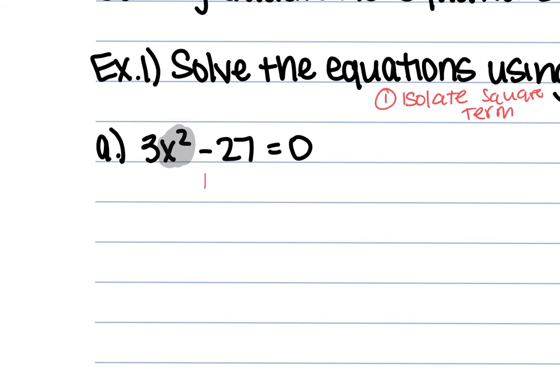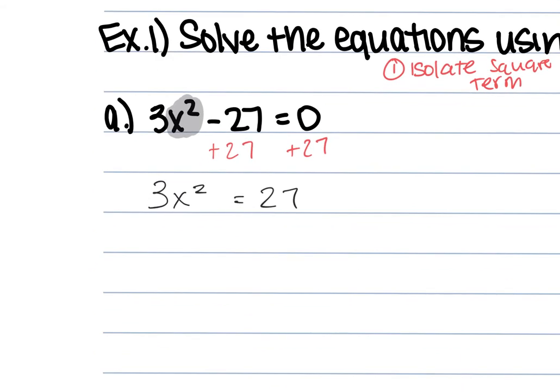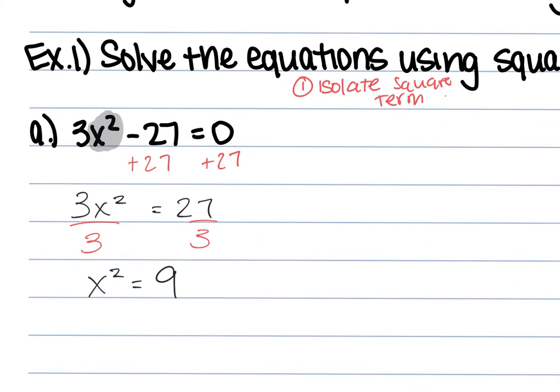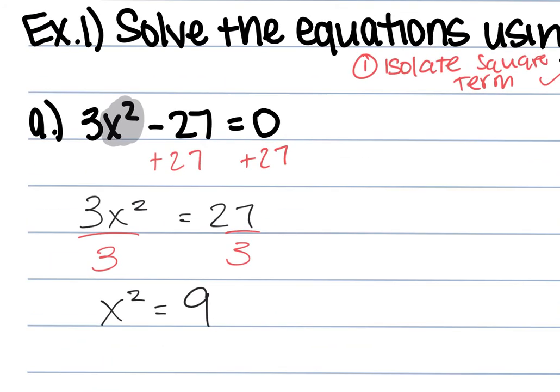So the first thing we're going to do is add 27 to both sides. Once we add 27, we now have 3x squared equals positive 27. Once we have that, then we just divide by 3, and then we're going to get x squared equals 9, because 27 divided by 3 is 9. So we've finished step number 1. We've isolated our square term. Our square term is completely by itself on one side of the equation. Could be the left side, could be the right side.